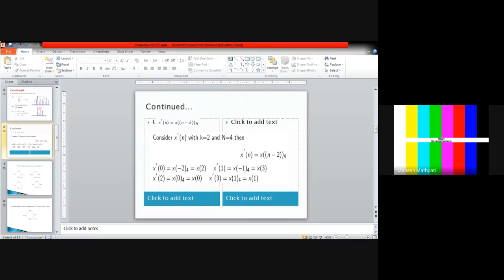And then lastly we will write it as x dash of 3 is equal to, x dash of 3 equals what we will write, x of modulo 1 with 4. So what value will come now, x of 5 will come. Is that value present?